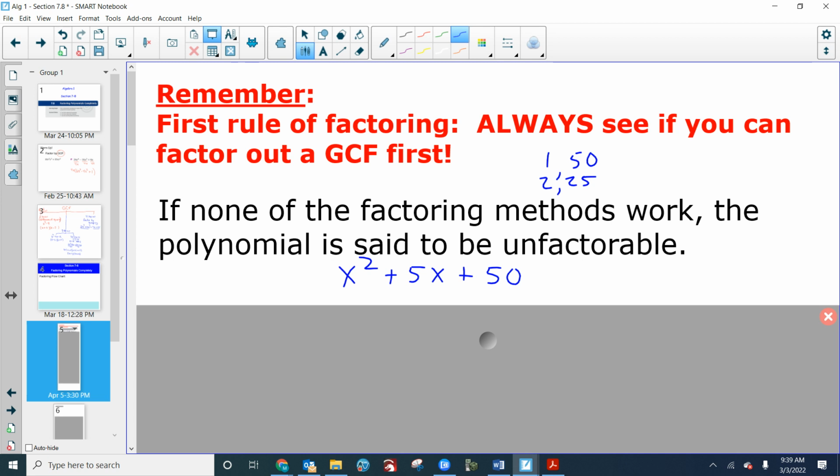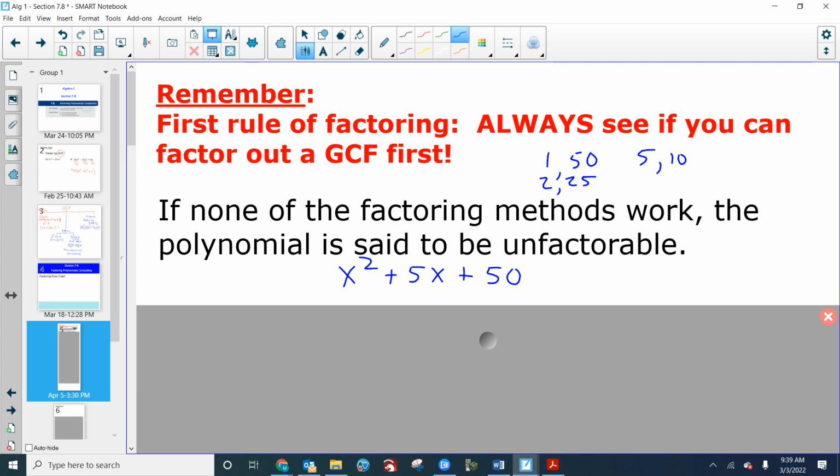Do I have any other factors of 50? 4 and 15? I don't know. Is it 15? No. That's 60. 5 and 10. 5 and 10. And what's 5 plus 10? 15, but it doesn't work. It can't, because one of them's negative, it's not positive 50. Right? Those are my 3 factor groupings of 50. Do any of them add up to 5?